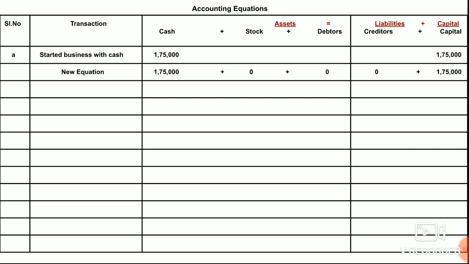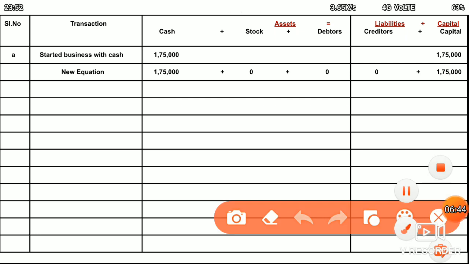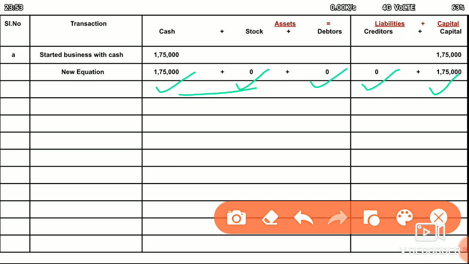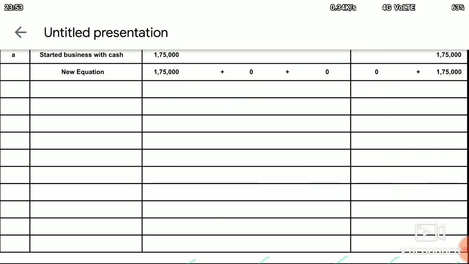So this is our new equation. Cash will increase by 1,75,000 after this transaction. Stock is not affected, so it will be 0. Debtors is not affected, so it will be 0. Creditors is not affected, so it will be 0. Capital will be increased by 1,75,000 after this transaction. If we look at both sides, each has a total of 1,75,000. That means the asset side is 1,75,000, and the liability side, that is liabilities plus capital, will also give us 1,75,000. So we can go for the next transaction.